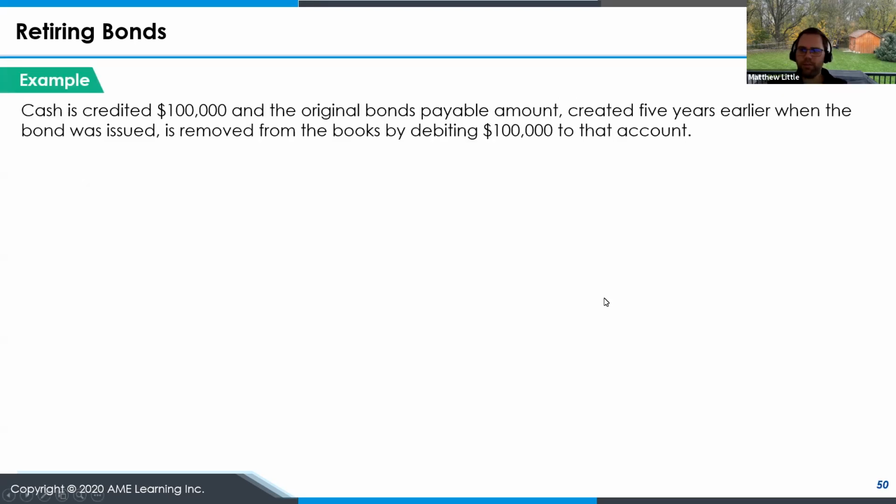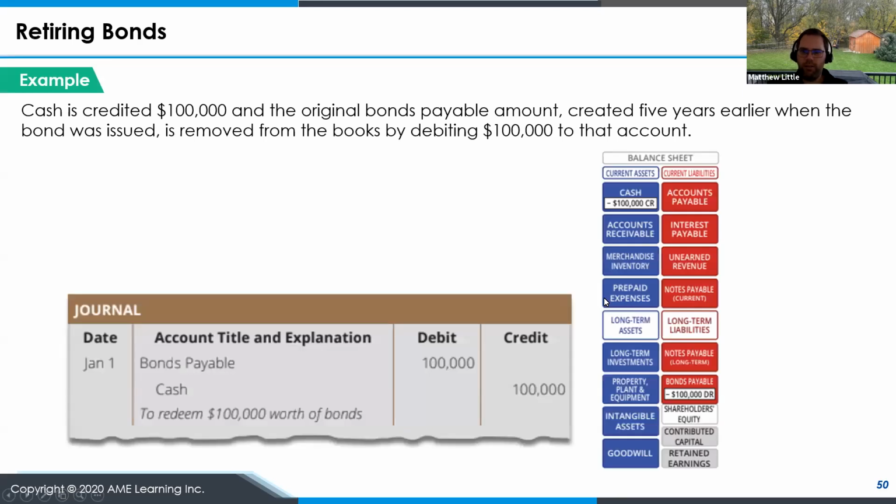So I think we have an example in here. Yes, we do. So if we wait the full 5 years and it's worth $100,000 on our books and we pay the $100,000 back, it's as simple as credit to cash and debit to the liability bonds payable for the $100,000.